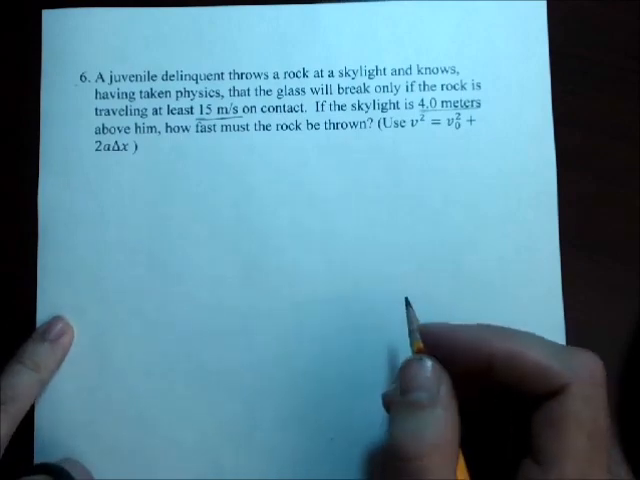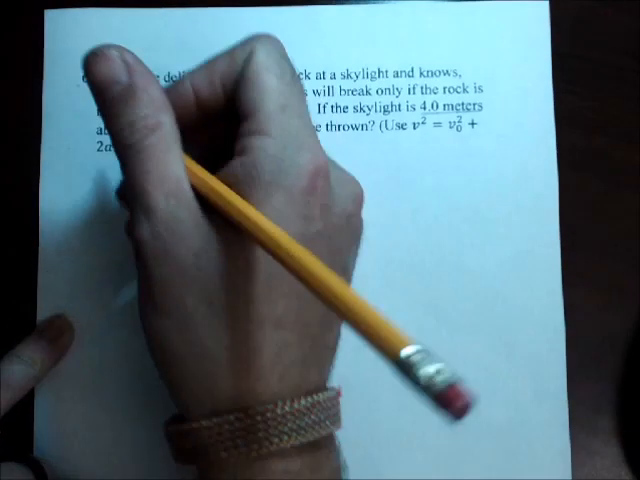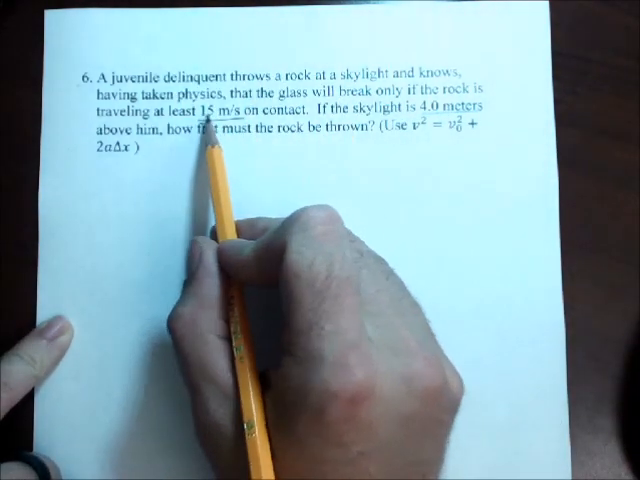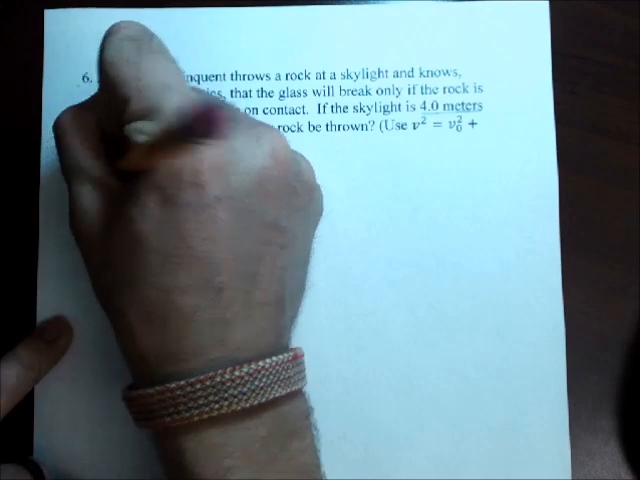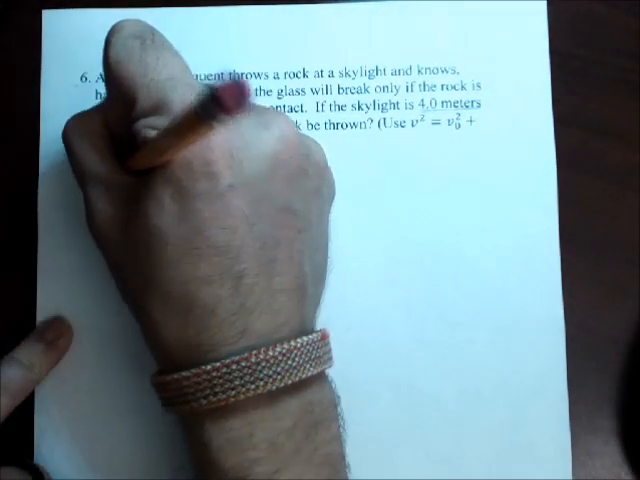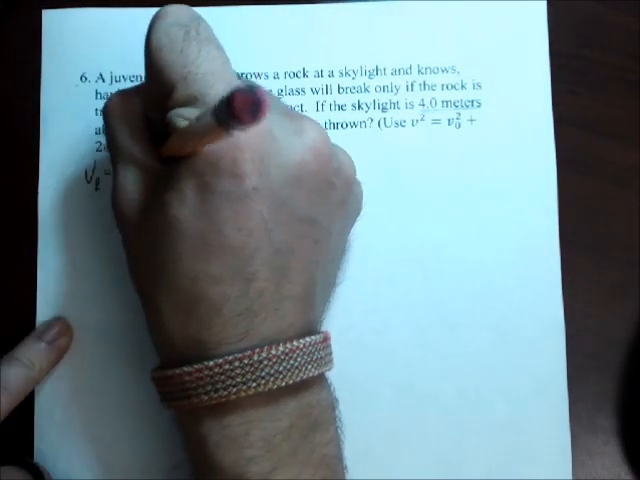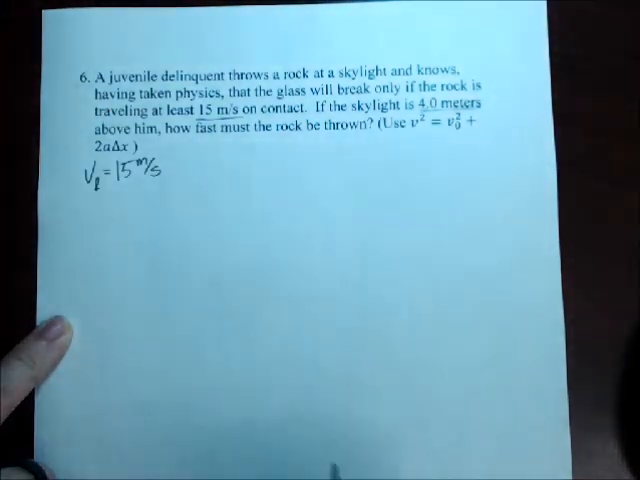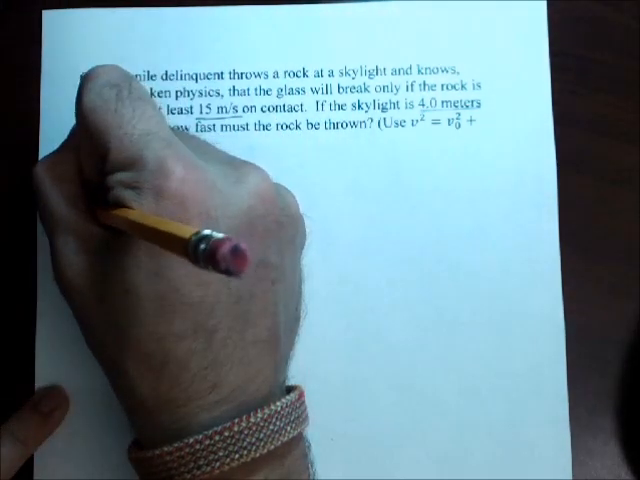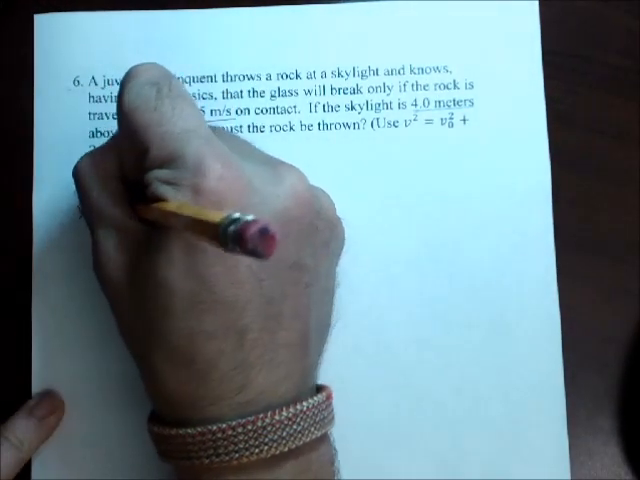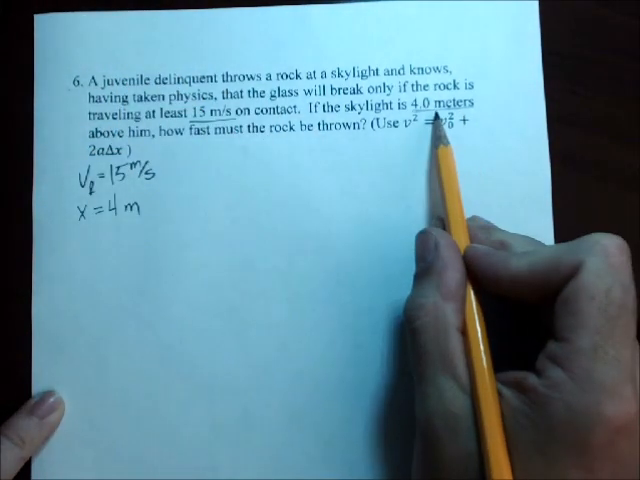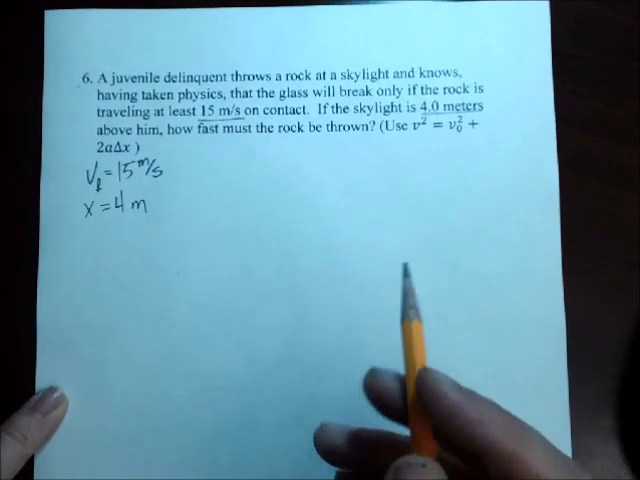This one presents us with some unique challenges, but we're going to start with writing down the information and then drawing a picture, just like always. Going back through the problem, we have a speed, that is V_f, our final velocity, must be at least 15 meters per second. And we have a distance, x, equal to 4 meters, the distance above him.